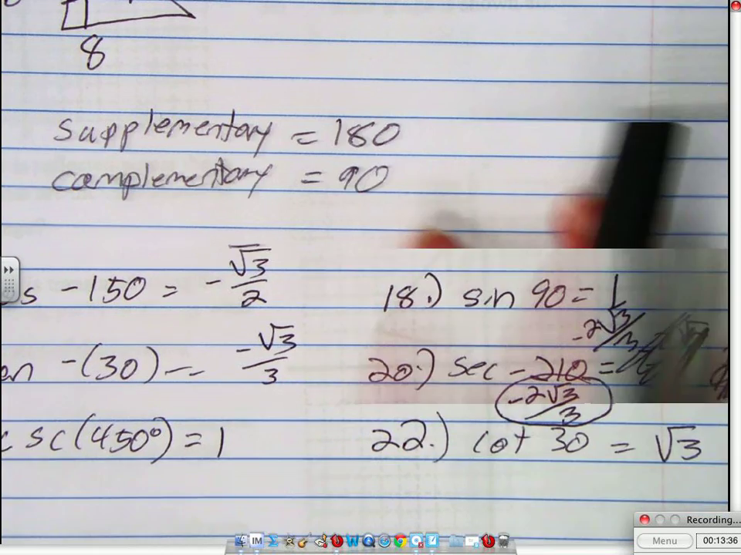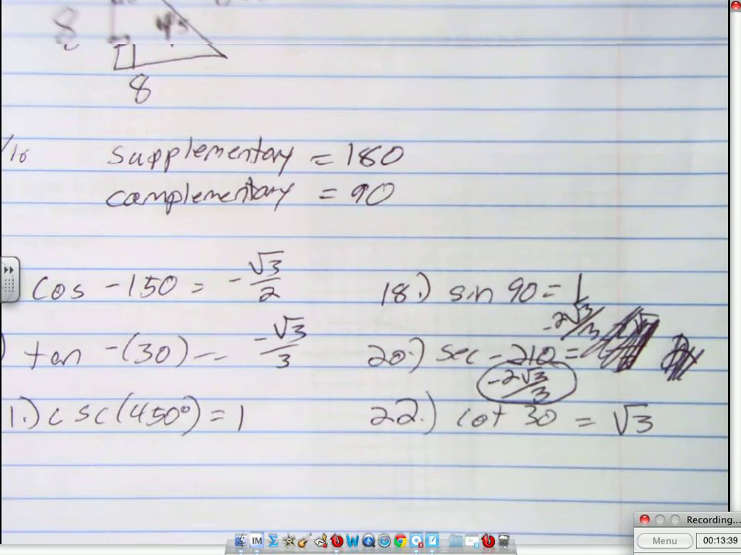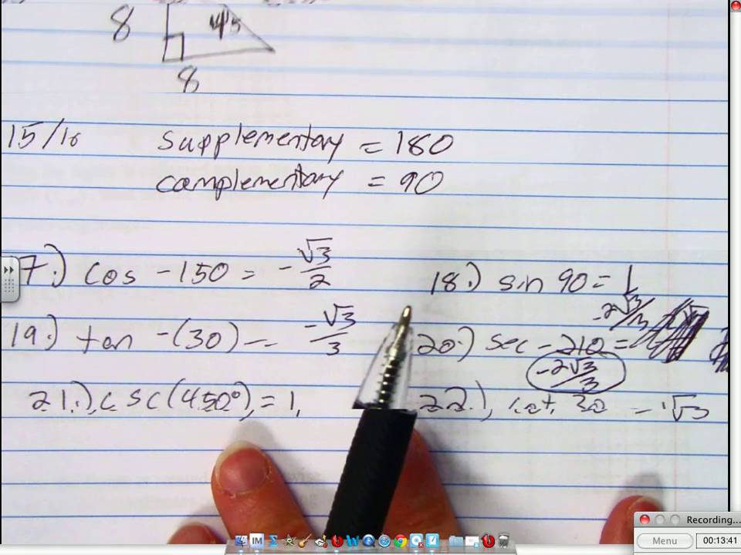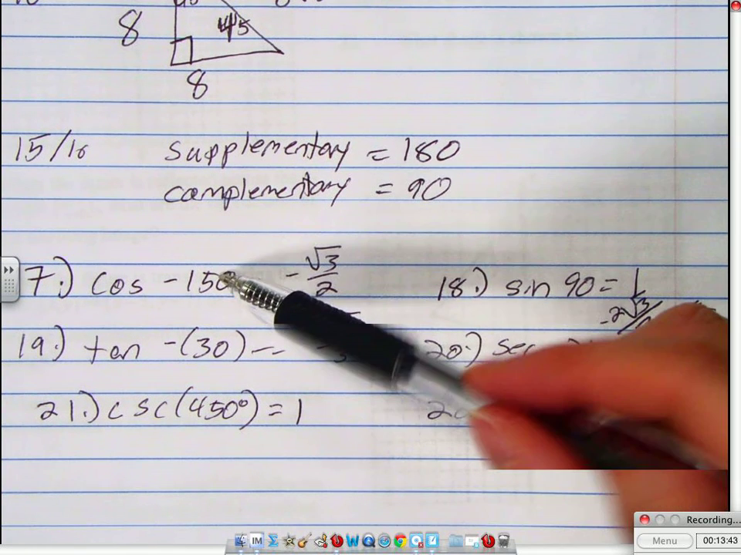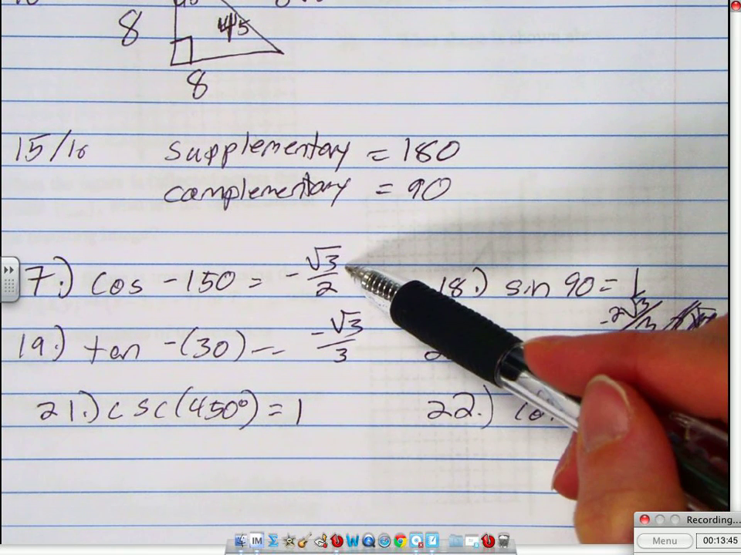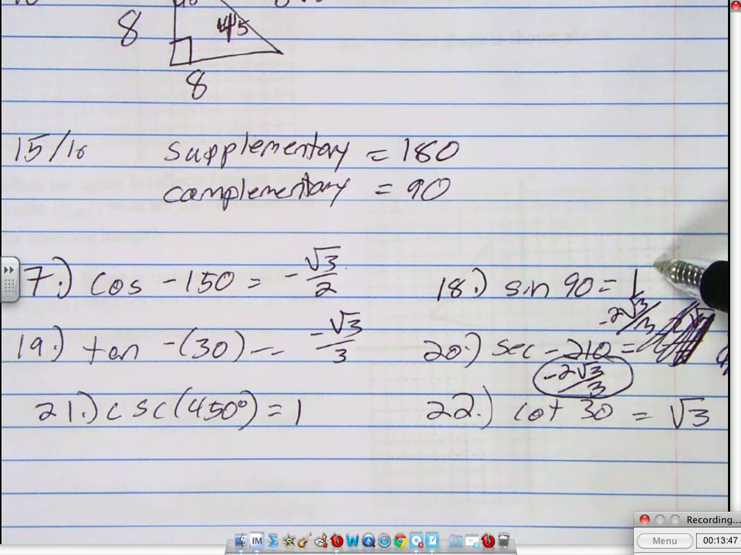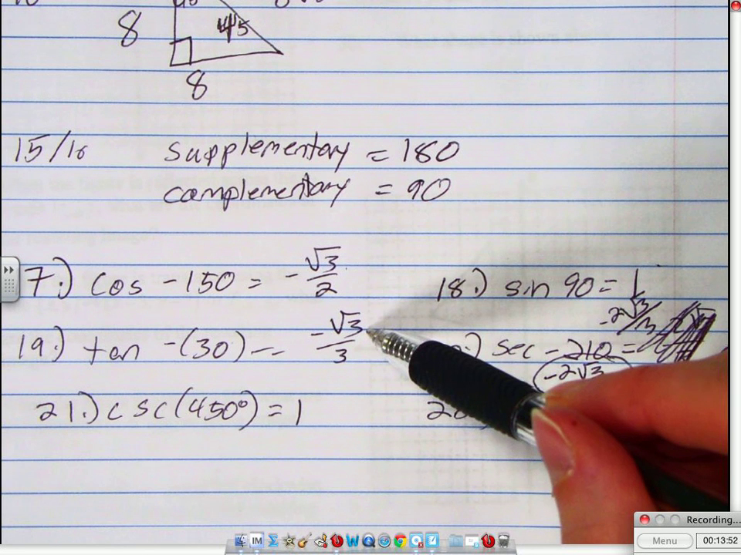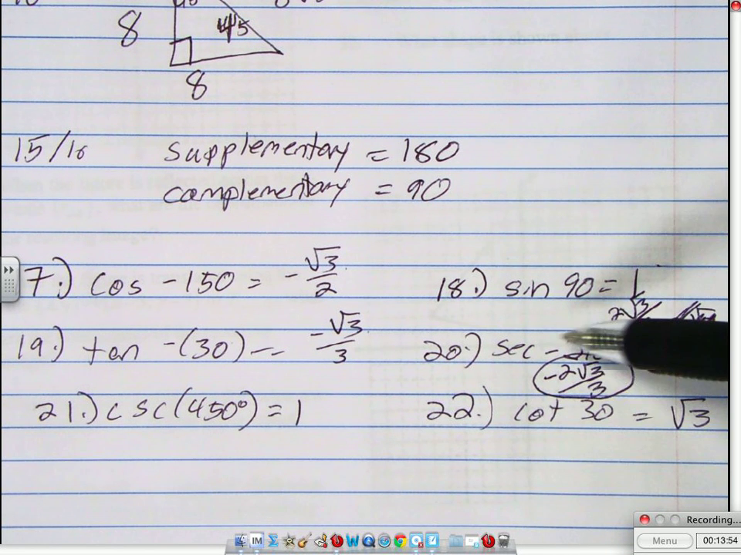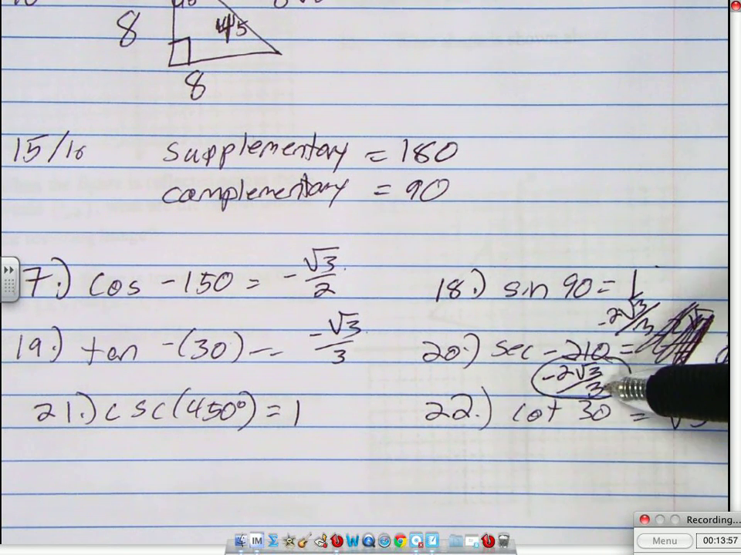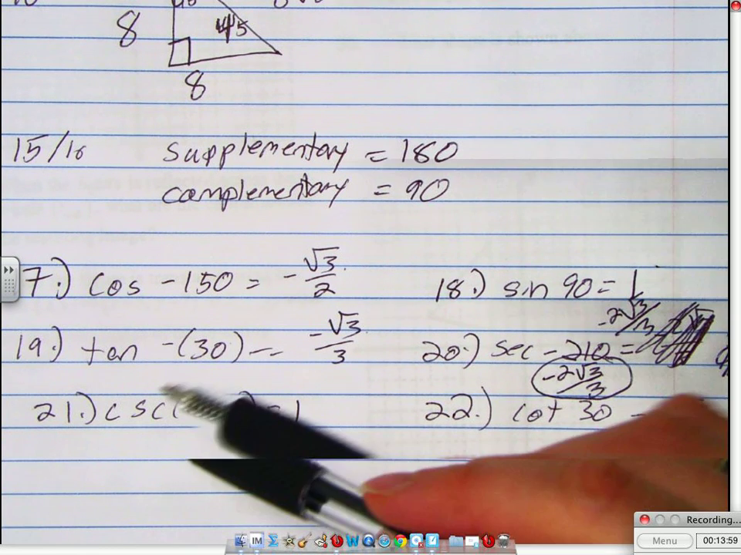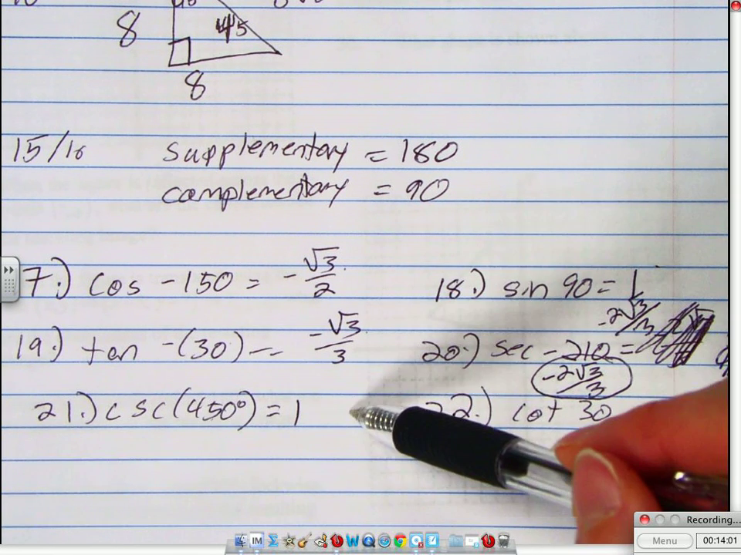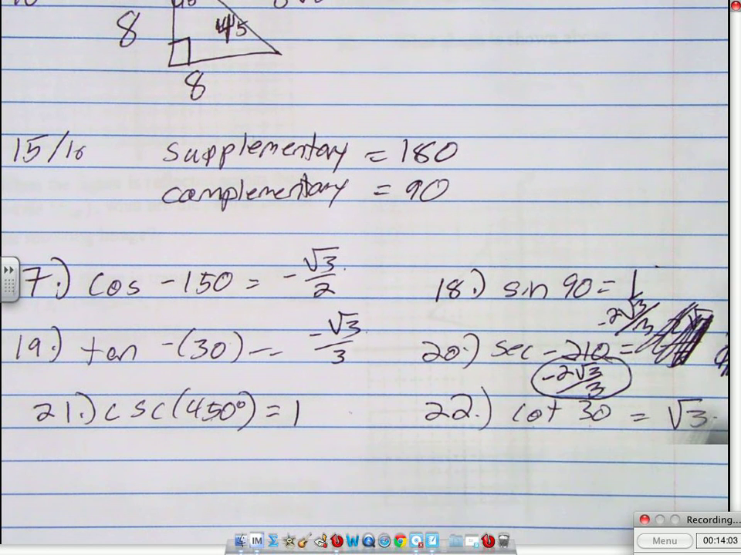Your unit circle stuff. This should have been easy stuff. We just learned it. Cosine of negative 150 is negative square root 3 over 2. Sine of 90 is 1. Tangent of negative 30 is negative square root 3 over 3. Secant of negative 210 is negative 2 square root 3 over 3. Cosecant of 450 is 1. Cotangent of 30 is square root 3. Any questions about these?